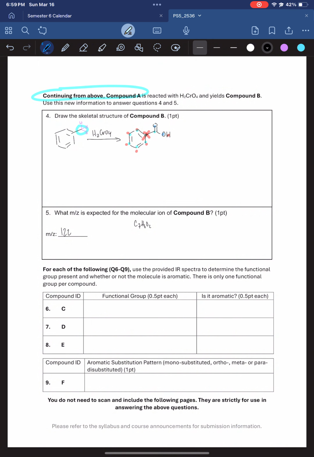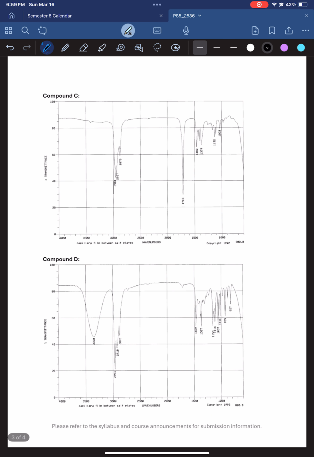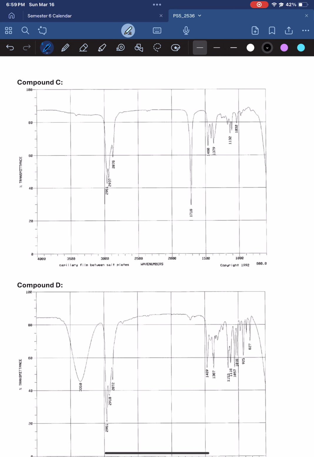So now let's look at the final set of questions. For each of the following, use the provided IR spectra to determine the functional group present and whether or not the molecule is aromatic. There is only one functional group per compound, which makes this a lot easier and not much of a headache. So starting off with compound C, the first thing I would look at when examining IR is any immediate red flags. And when I say red flags, I don't mean like a toxic boyfriend or girlfriend. I just mean what jumps out at you immediately.